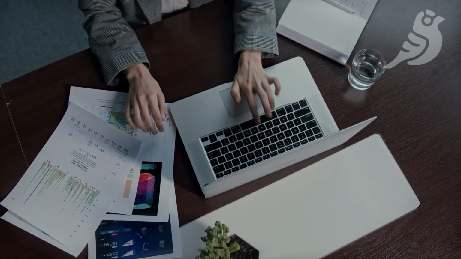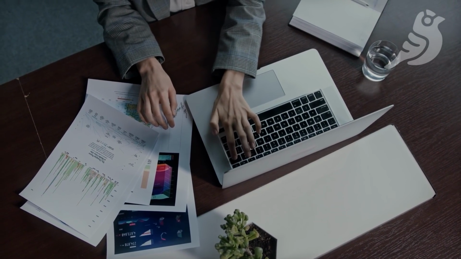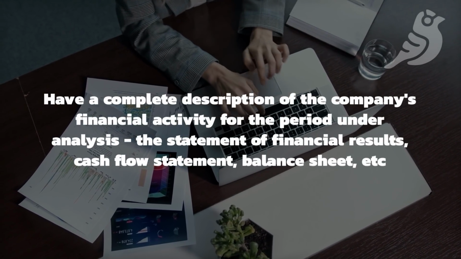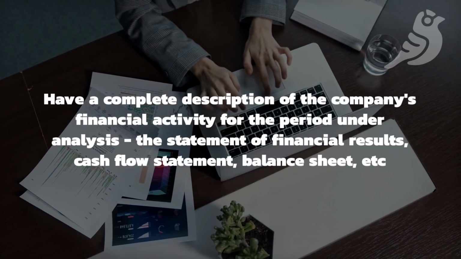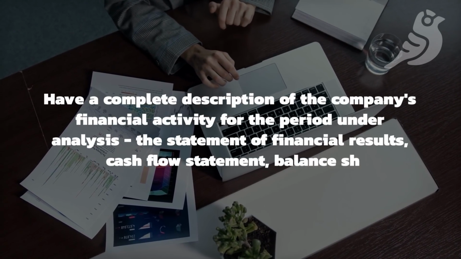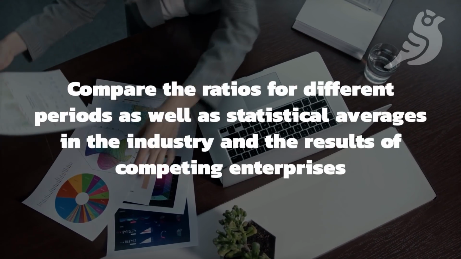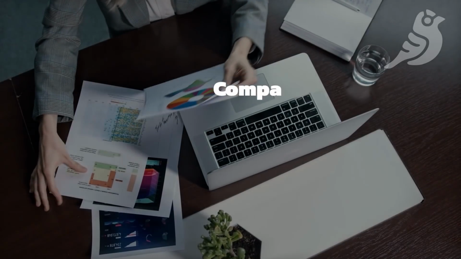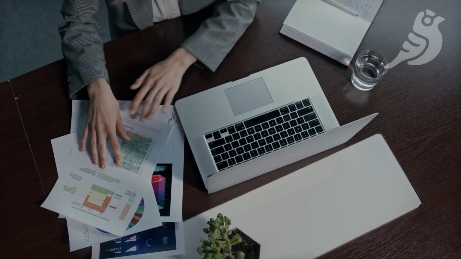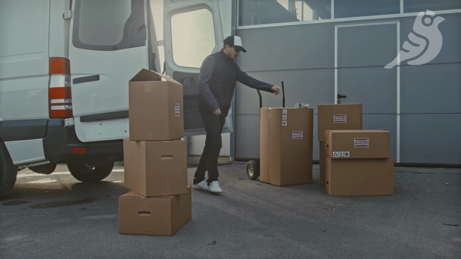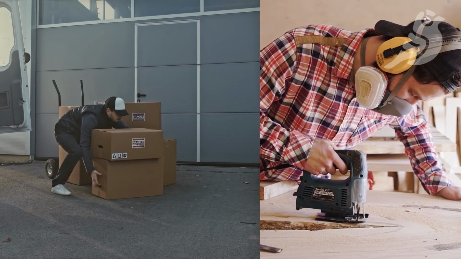4 important aspects of financial ratio analysis. In order to conduct an adequate analysis of a company's financial ratios, it is necessary to have a complete description of the company's financial activity of the period under analysis: the statement of financial results, cash flow statement, balance sheet, etc. Compare the ratios for different periods as well as statistical averages in the industry and the results of competing enterprises. Comparing the values obtained with the recommended ones, make a discount for the specifics of economic activity of the company. For example, for trade and industry, the limits of the norm differ many times.